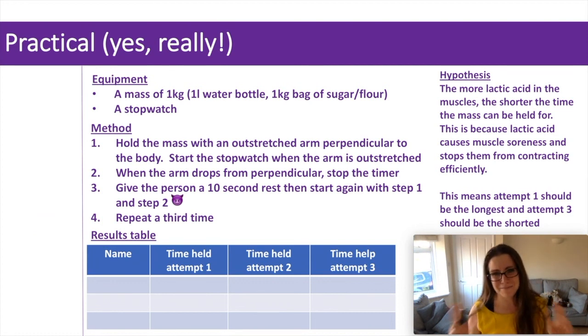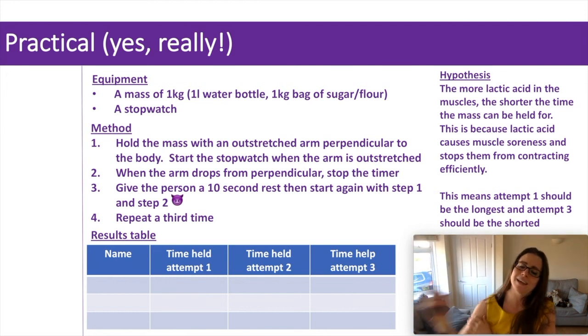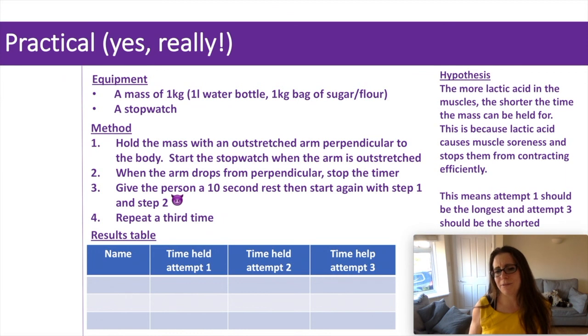So this is our practical. Pause the video here. Sketch this table. Our hypothesis is the more lactic acid there is in the muscles, the shorter the amount of time this mass can be held for. So if we've already got muscles that are fatigued, there's a buildup of lactic acid, the second time and the third time and the fourth time and fifth time should be shorter and shorter and shorter. This is a hypothesis. Let's see if we can prove it right or prove it wrong. Pause and have a go.